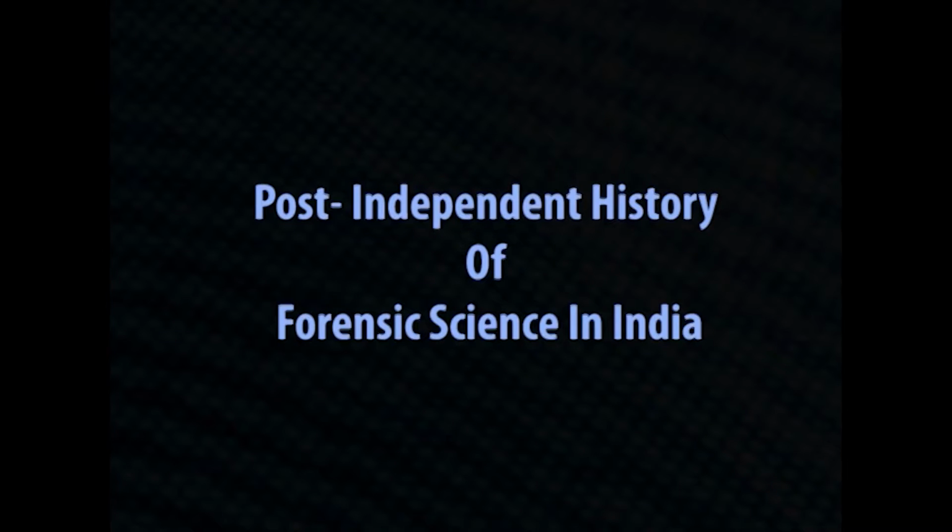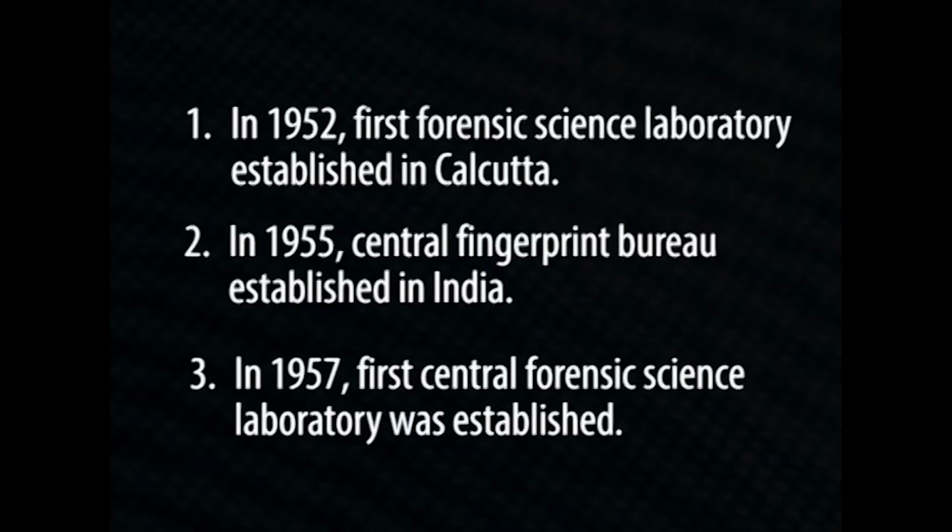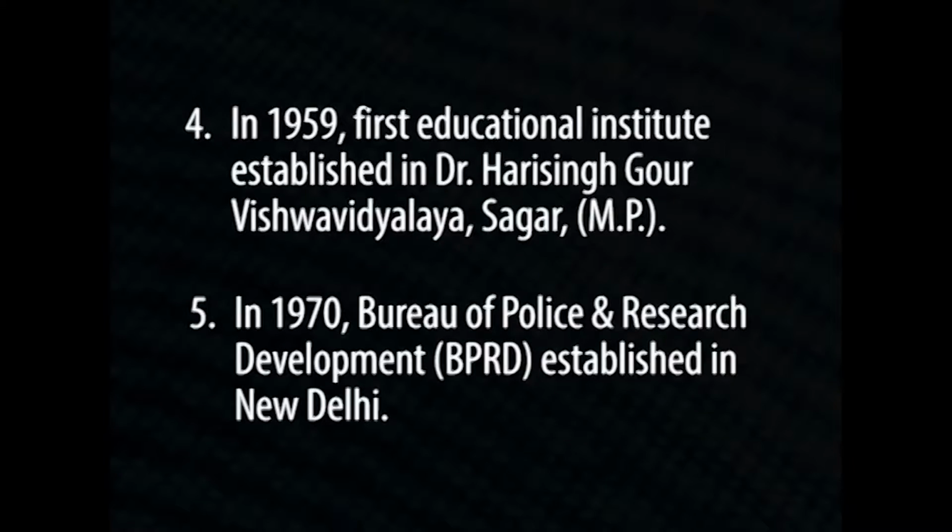Coming to the post-independence history of forensic science in India, in the year 1952, the first forensic science laboratory was established in Calcutta, now Kolkata. In the year 1955, the Central Fingerprint Bureau was established in India. In the year 1957, the first Central Forensic Science Laboratory was established. Then, in the year 1959, the first educational institute was established at Dr. Hari Singh Gour University, Sagar.